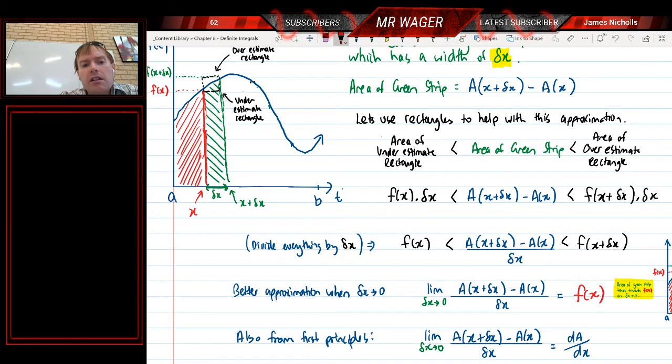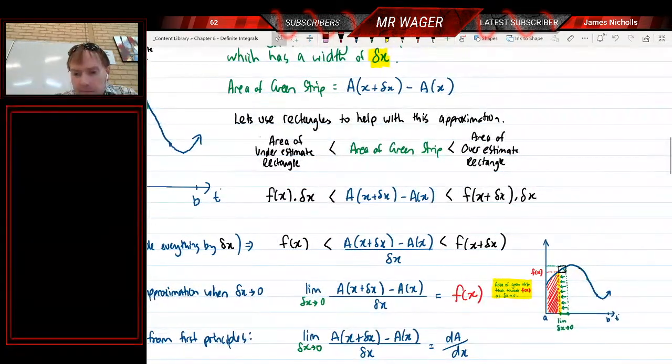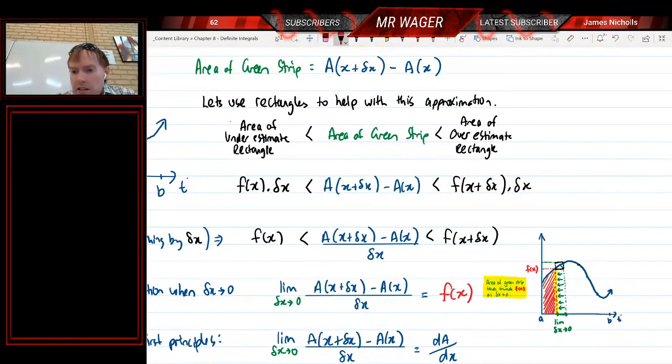So if I reduce delta x, this green rectangular section, and I make this delta x as close to 0 as possible, I'm going to have a rectangle so thin, so narrow, that it's essentially just the height of f of x, that section there, for that red line that I've just drawn in. Okay, that's what this bit here means. So it's just this highlighted yellow section there, okay?